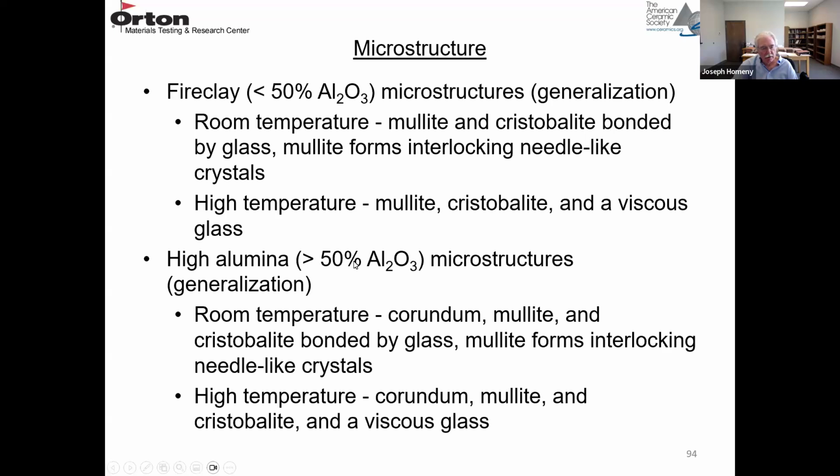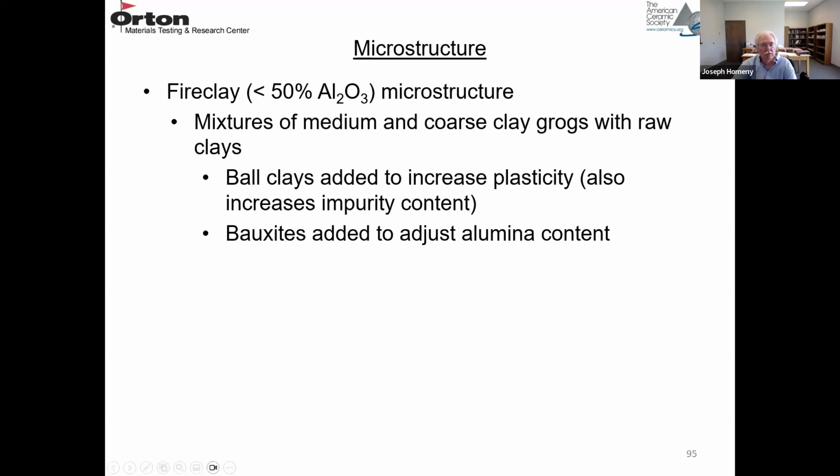And the higher alumina materials, 50% or higher alumina, at room temperature, you can have corundum, which is alpha alumina, mullite, cristobalite, and some glass present. And again, the mullite's going to form needle-like structures. And then finally, at the highest temperatures, you're still going to have corundum and mullite and cristobalite, but now the glass is going to be a viscous glass, probably much more viscous than in the case for the lower alumina refractories.